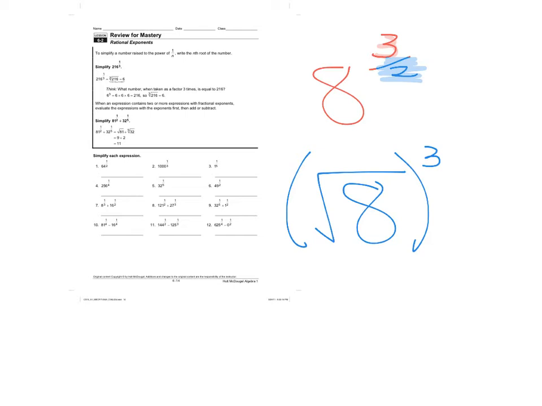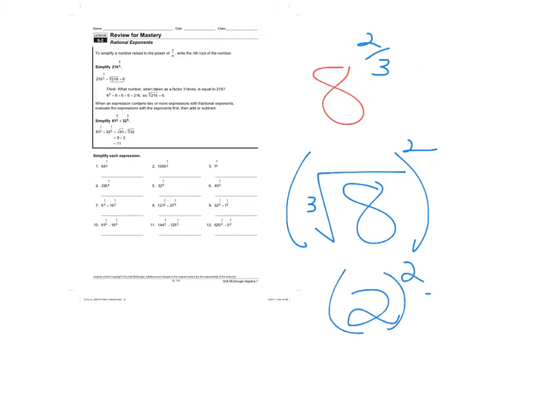And this doesn't work, because it's not a perfect square. So let me change my exponent. Let me flip it around. Let's make it 2/3. So I'm going to do the 3rd root of 8 and then raise it to an exponent of 2. So the 3rd root of 8 is 2, and then I square 2, and you get 4.